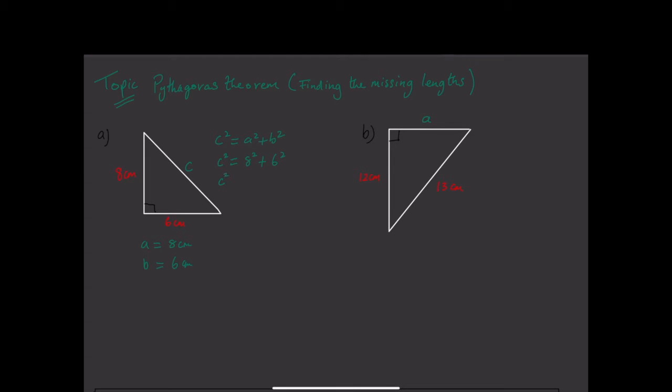Therefore, we have C squared equals 64 plus 36. Now, C squared is equal to the sum of 64 plus 36, which gives us 100. So now we have to take the square root to both sides. So we have that C is equal to plus or minus 10. Since we are finding the length of a side, we have to take the positive value. So C is equal to 10.